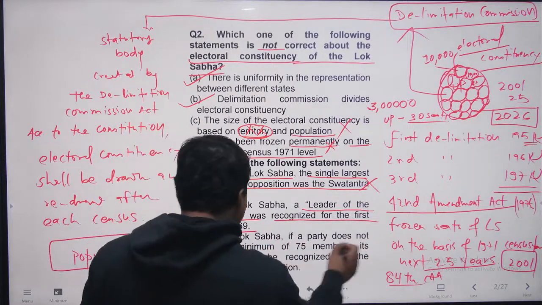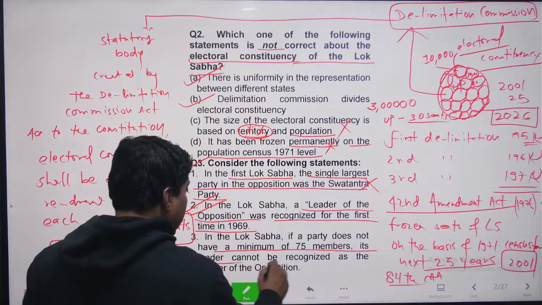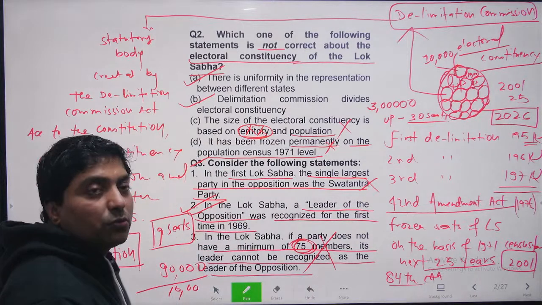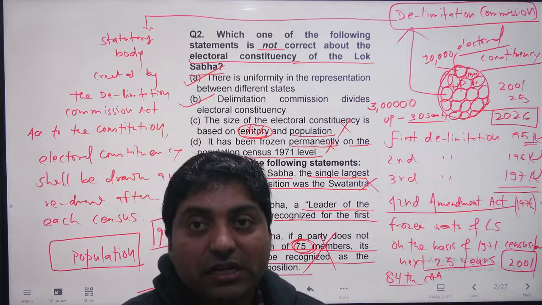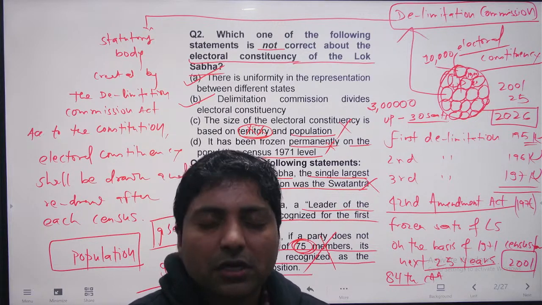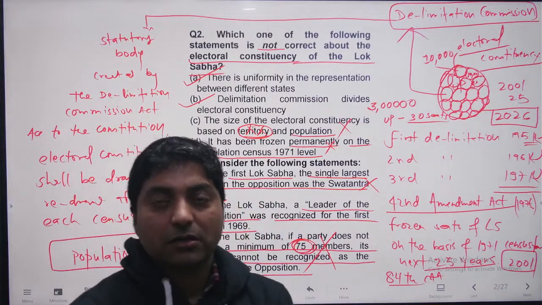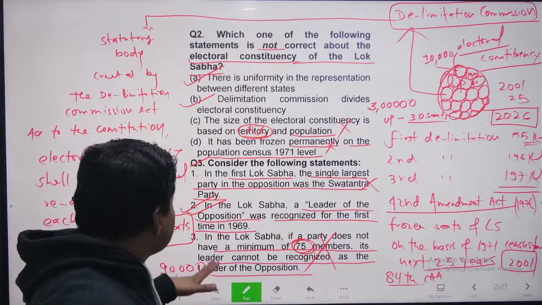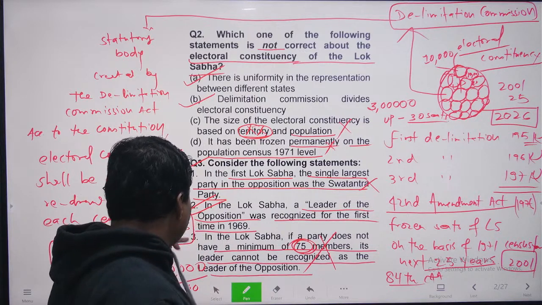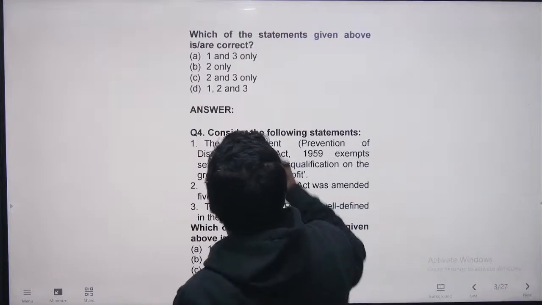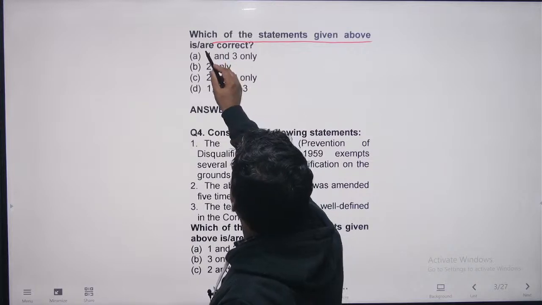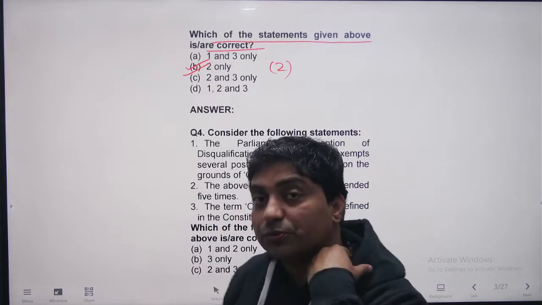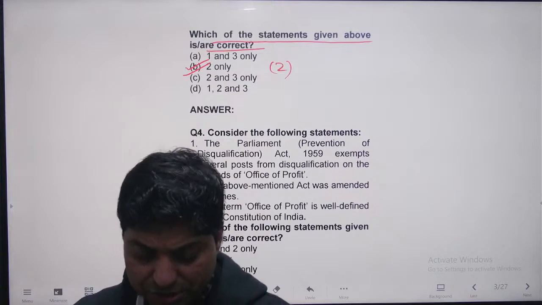In the Lok Sabha, if a party does not have a minimum of 75 members, its leader cannot be recognized as the leader of opposition. No. The number does not matter. What does matter? The 10%, right? Any party which secures 10% or above of the total Lok Sabha seats can be categorized as the opposition party. So you can see this is wrong, this is right, and the third is wrong. Now look at the question: which of the statements given above is or are correct? So we found only statement 2 is correct. Statement 1 and statement 2 both are correct is incorrect.